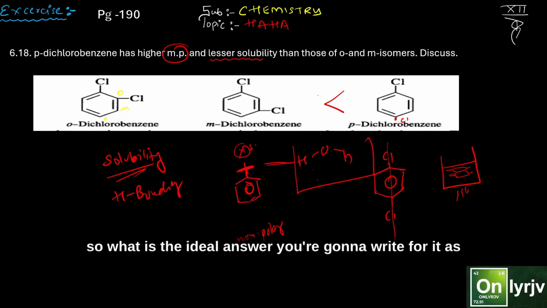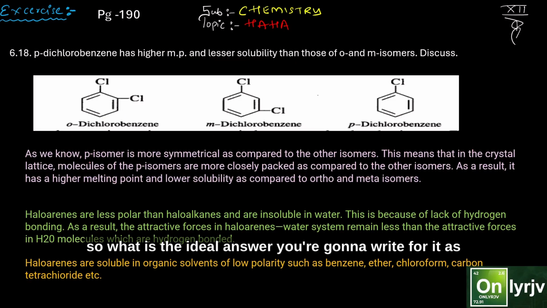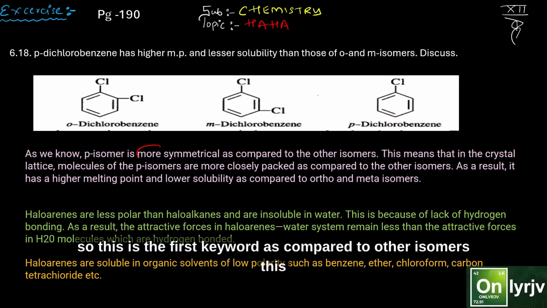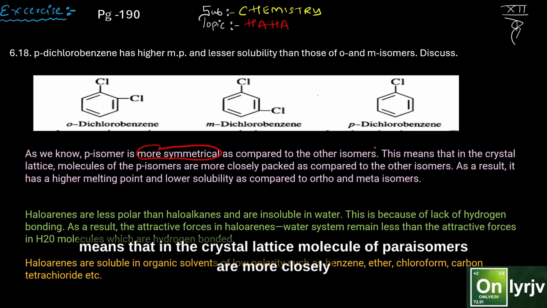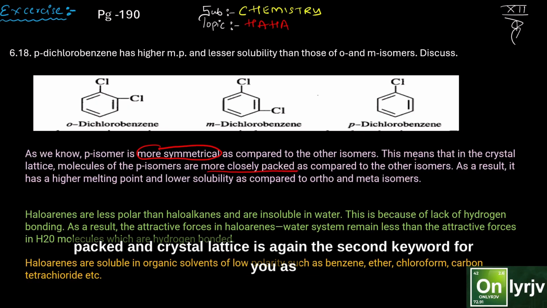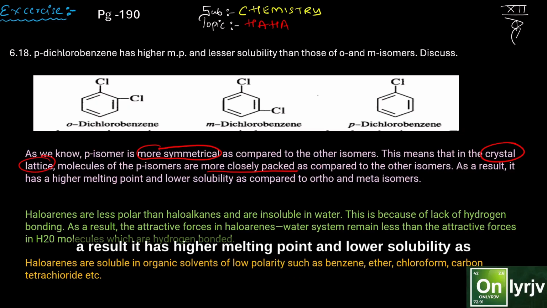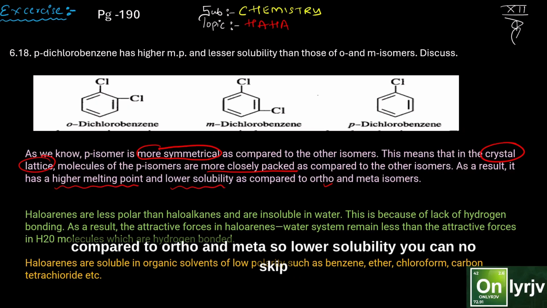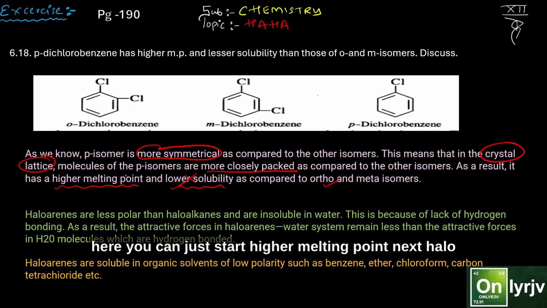So what is the ideal answer you're going to write for it? As we know, para isomer is more symmetrical. So this is the first keyword. As compared to other isomers, this means that in the crystal lattice, molecules of para isomers are more closely packed. And crystal lattice is again the second keyword for you. As a result, it has higher melting point and lower solubility as compared to ortho and meta. So lower solubility, you can skip here. You can just write higher melting point.